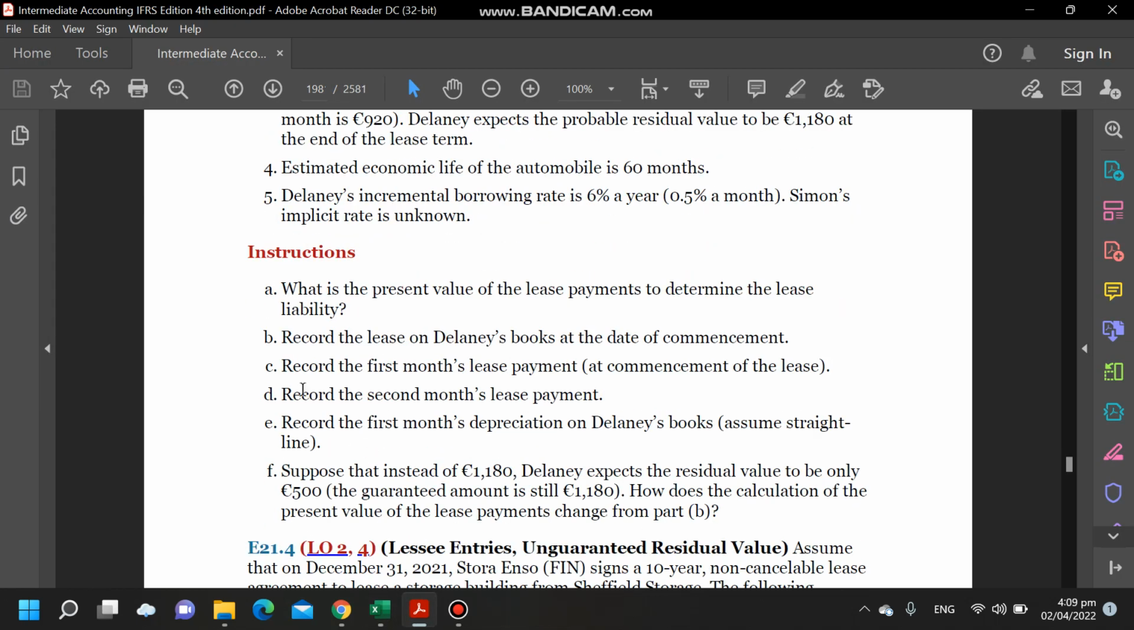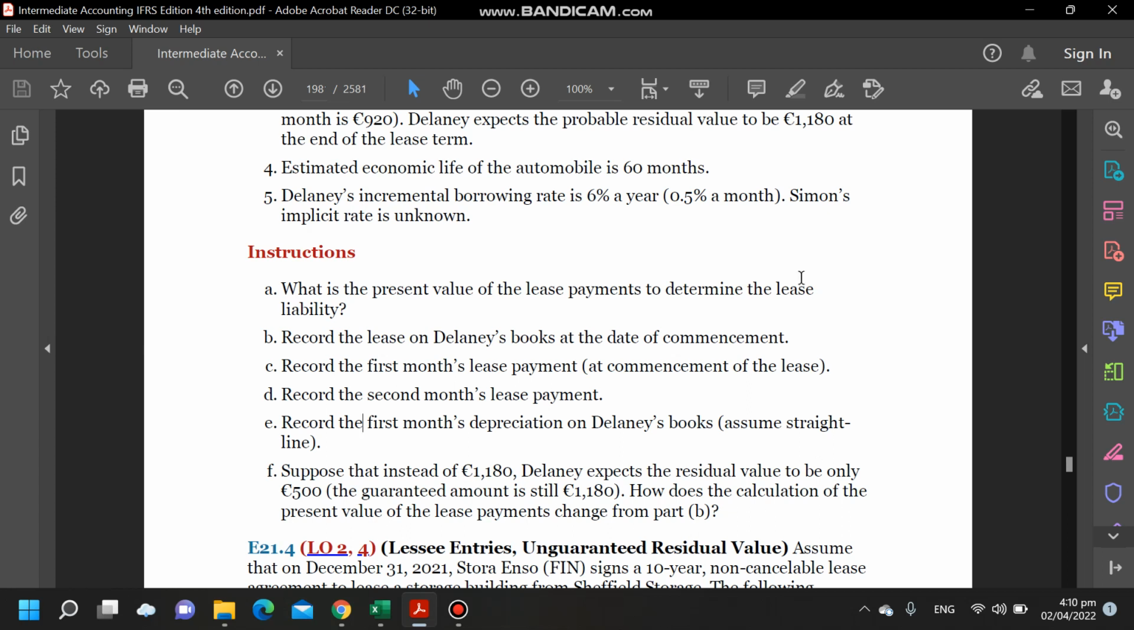And then F, suppose that instead of 1,180, Delaney expects the residual value to be only 500. The guaranteed amount is still 1,180. How does the calculation of the present value of the lease payment change from part B? Okay, so the expected residual value now is less than the guaranteed residual value. So we need to calculate how much the lessee should pay. From 1,180, now the residual value is only 500, so the difference is 680.